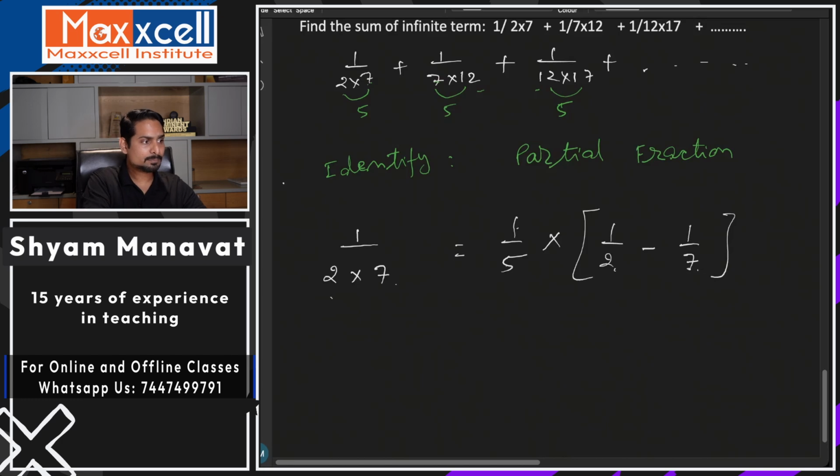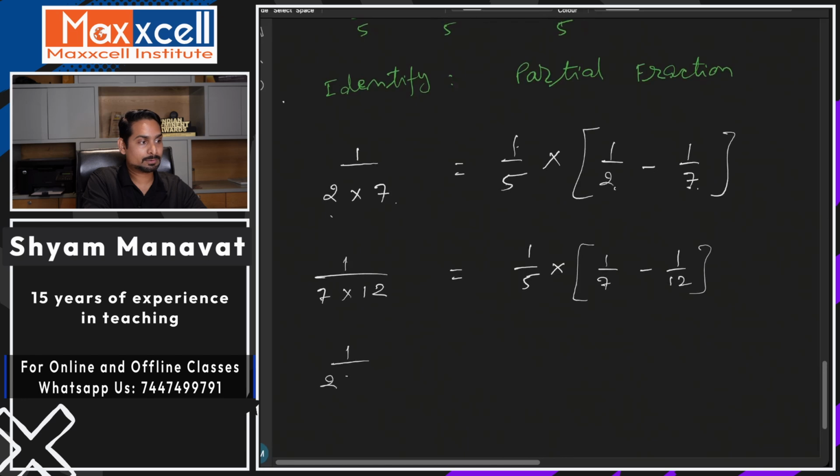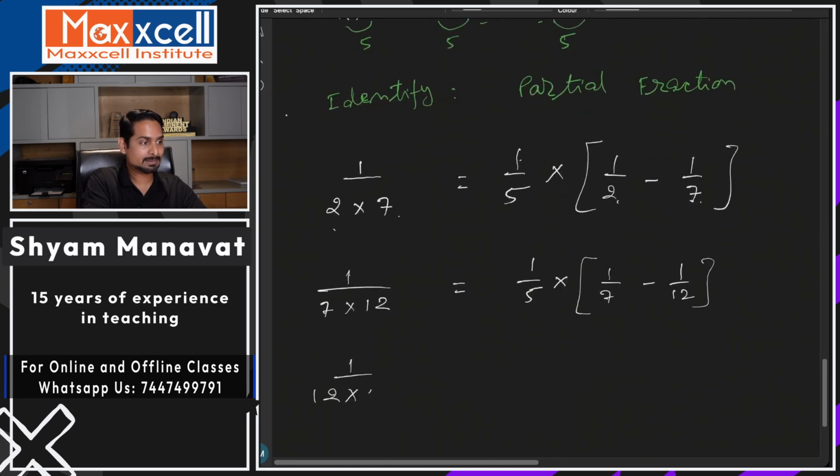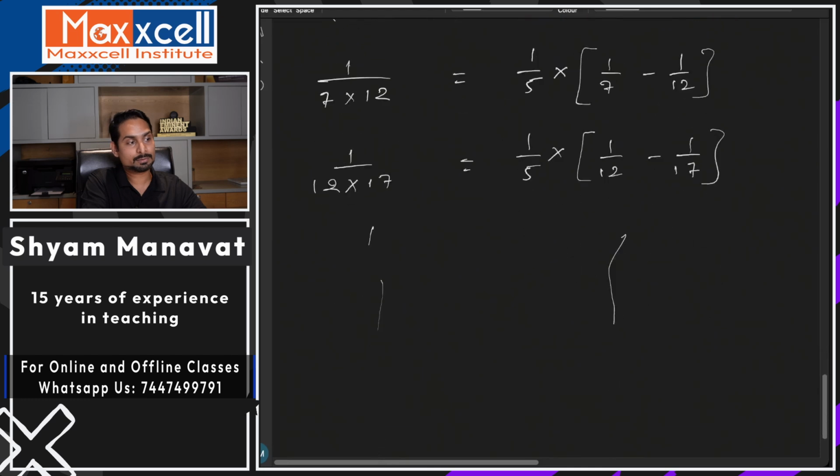Okay. Tell me, what will be the partial fraction term for 1 upon 7 into 12? Very good. 1 upon 7 minus 1 upon 12, and because the difference is 5, we'll say this is 1 upon 5, multiply by 1 upon 5. Same way, 1 upon 12 into 17, difference is 5. So 1 upon 12 minus 1 upon 17, the difference is 5. That's why we multiply by what? 1 upon 5, right? And it goes on up till infinite. Well, we will take care of the first few terms.